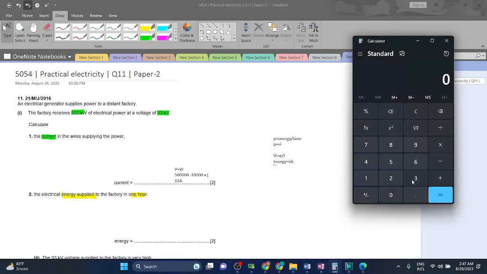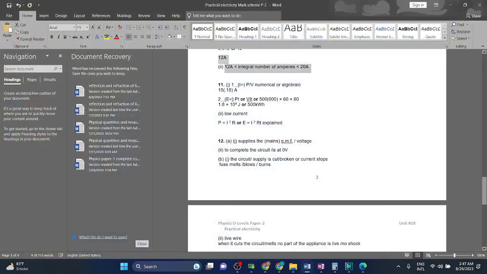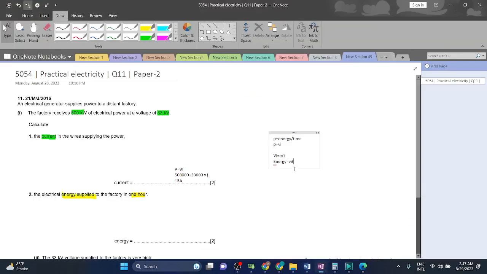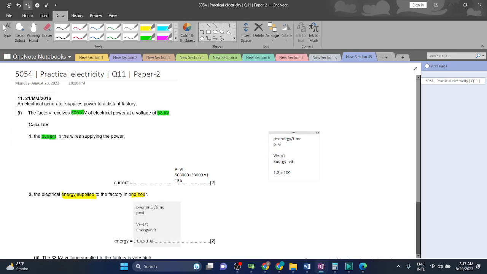So what is the voltage we have? 33,000 into the current, 15, into the time, 3600. So this should be 1.8 billion. Let's check. And the answer is 1.8 into 10 raised to the power of 9. So that is the right answer. If you put in the values, that would be 1.8 into 10 raised to the power of 9. So that is going to be the answer.